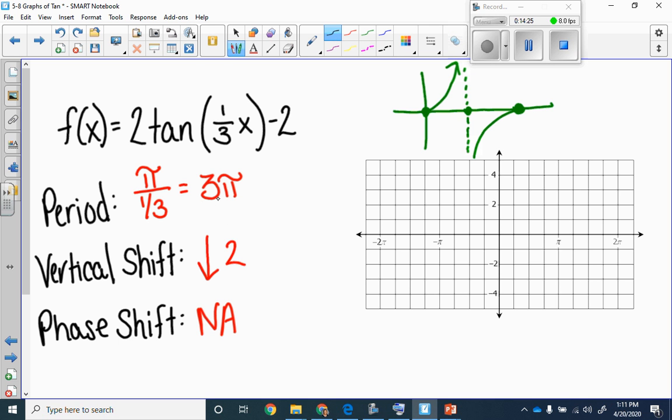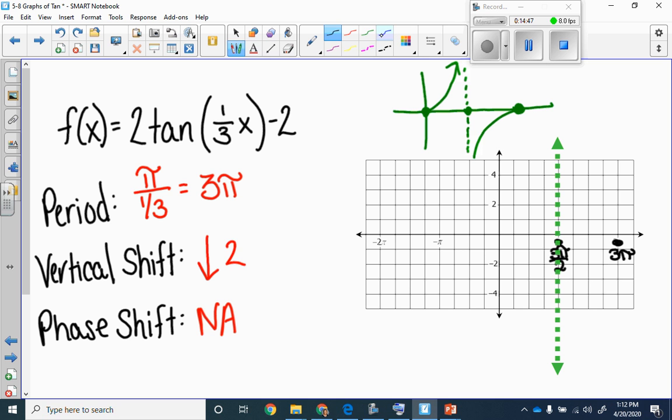As far as the period goes right then, it's 3 pi, so I'm just going to go ahead and say here's 3 pi. So then half of 3 pi would be 3 pi over 2. So with this being the tangent curve, I know that at 3 pi over 2, we are going to have a vertical asymptote.